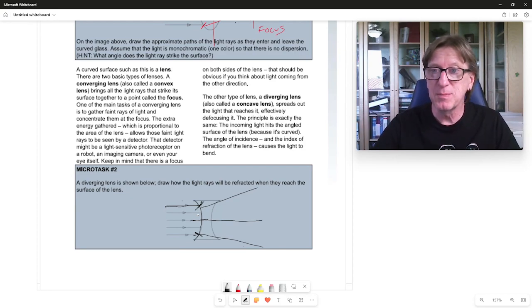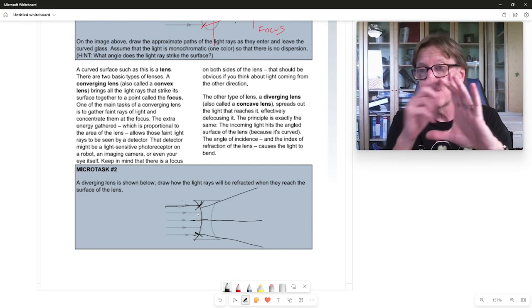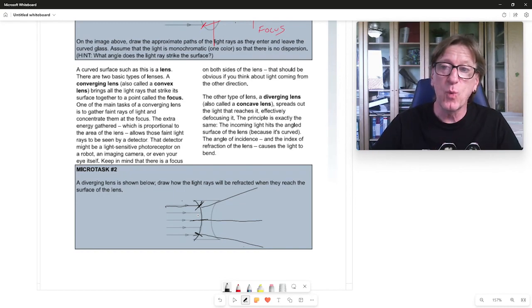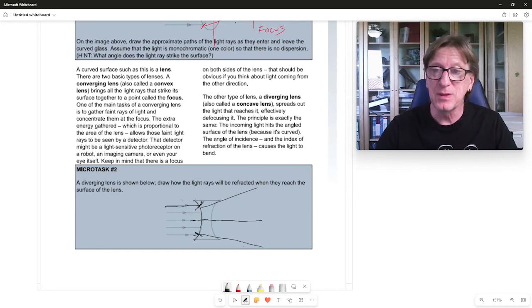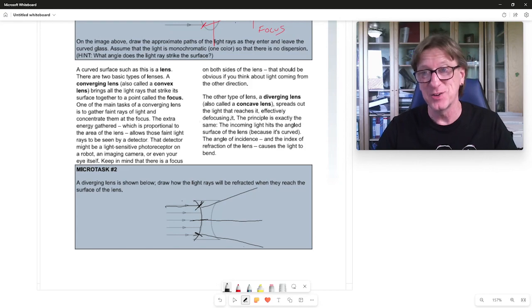And remember that we can make these lenses out of anything that we want. We can make them out of glass for light to go through it, but we can also make them out of water. And that's something that maybe you have experienced, because that's how your eye works.